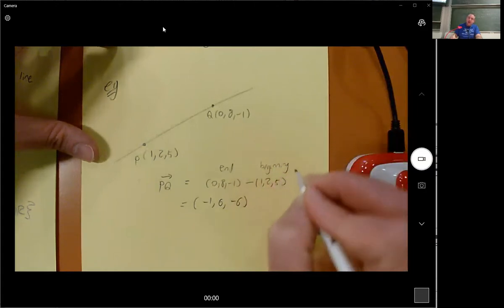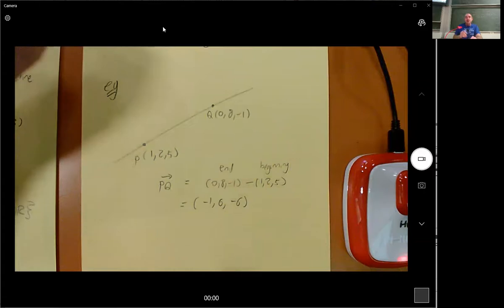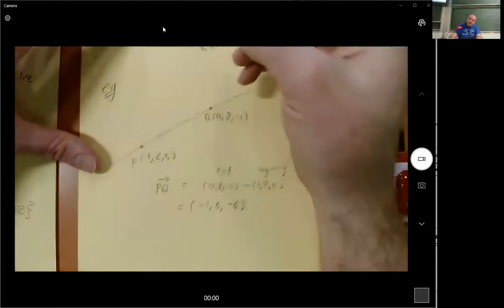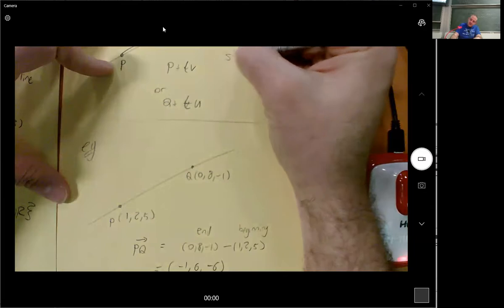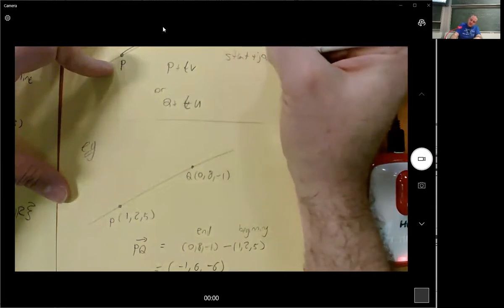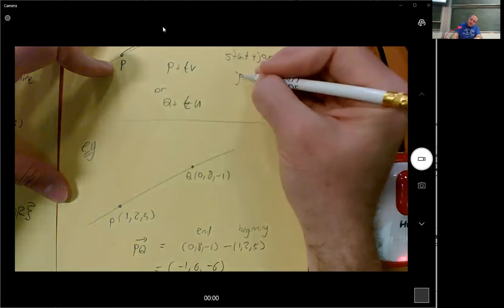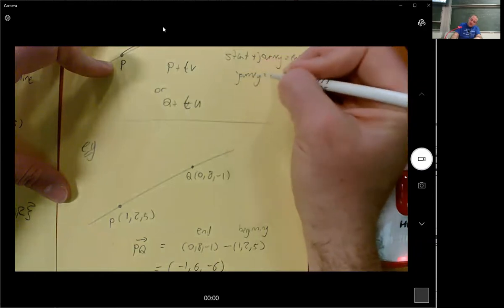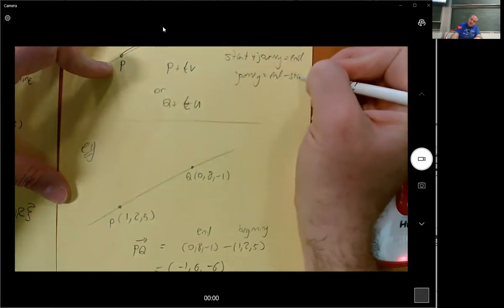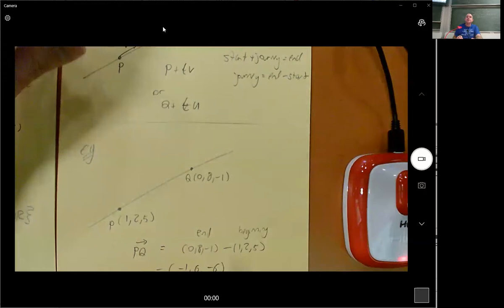And the reason I know that is that beginning plus journey, I'm going to write that down up here just a second. Start plus journey equals end. Therefore, journey must be end minus start using algebra, basically.